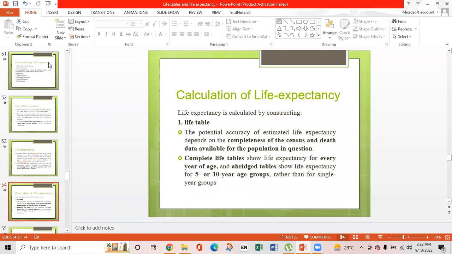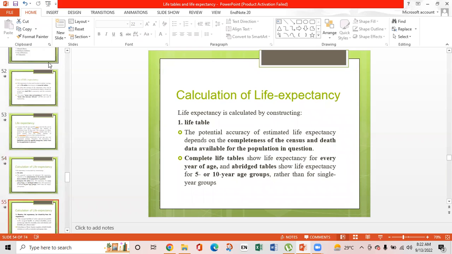Life expectancy is calculated by constructing life tables. The potential accuracy of estimated life expectancy depends on the completeness of the census and other data available for the population in question. A complete table shows life expectancy for every year of age, and an abridged table shows life expectancy for 5 or 10-year age groups rather than for a single year age group.